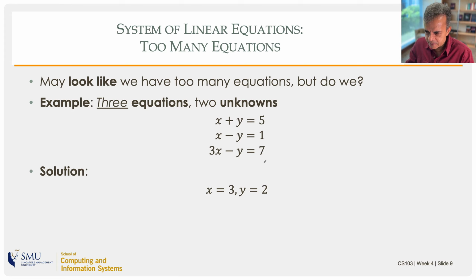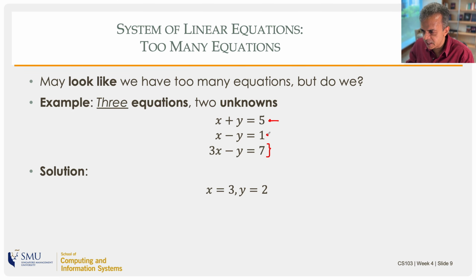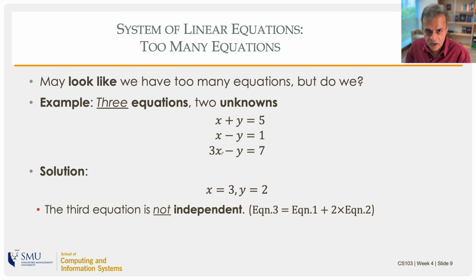Now my claim is that this equation is not independent of the other two. How do you know? I can tell you how. In this particular case, the third equation looks like it is the first equation plus 2 times the second equation: x plus 2x, then you get 3x, y minus 2y, you get a minus y, so these two are okay. And now 5 plus 2, 7. So the third equation really is the first equation plus 2 times the second equation. And that's the reason why you could find a solution.